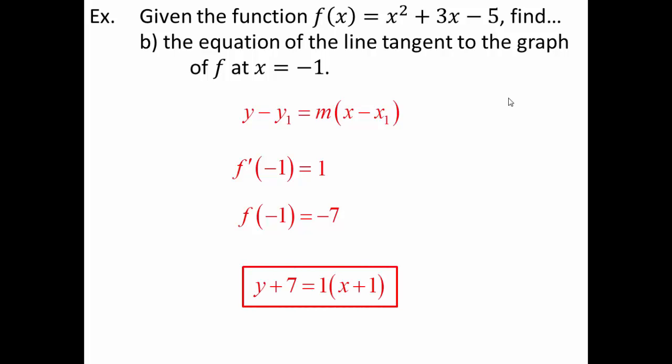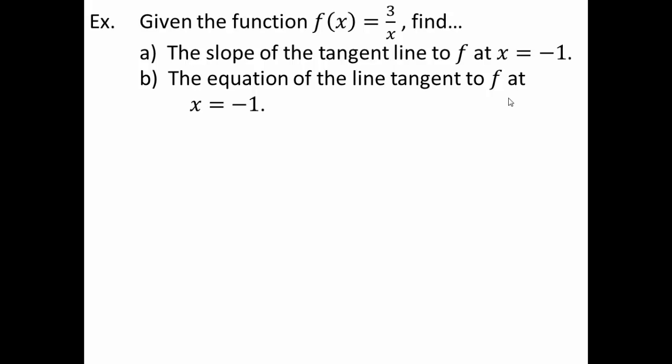The end. And for more practice, let's do it again with 3 over x. Pause here, play when you're ready.